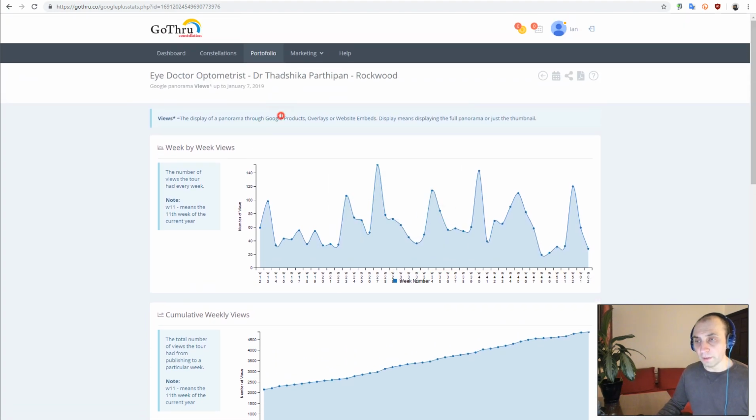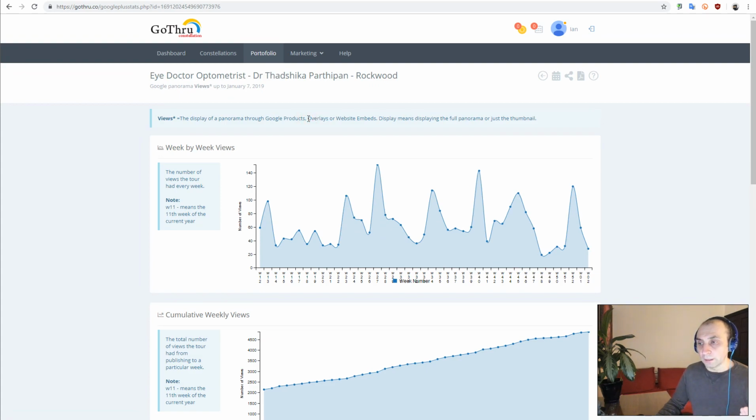Now, one thing to notice about the statistics is that we collect the statistics only for pro accounts, and if your account is not pro anymore, then you're going to have a gap. So if you take a break in your pro account, you're going to have a gap in your statistics for the break that you took.